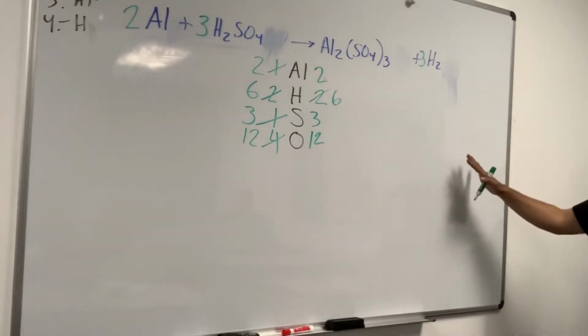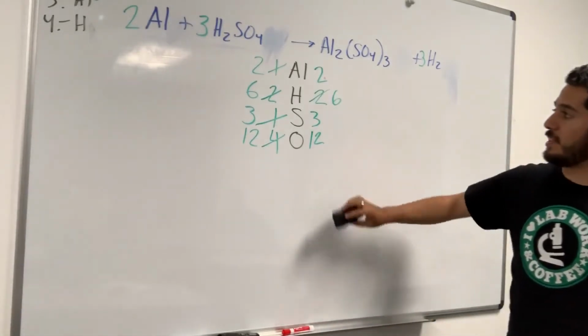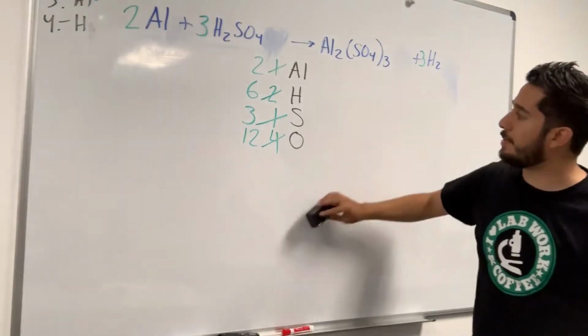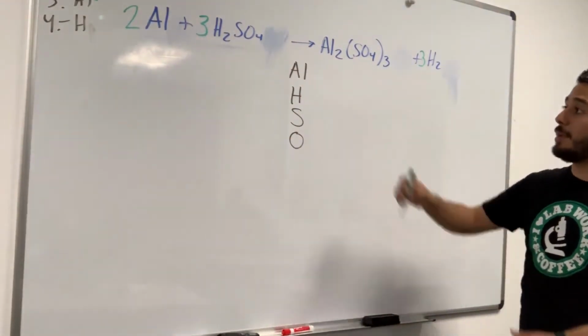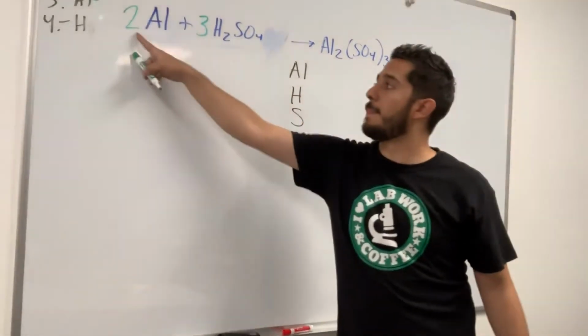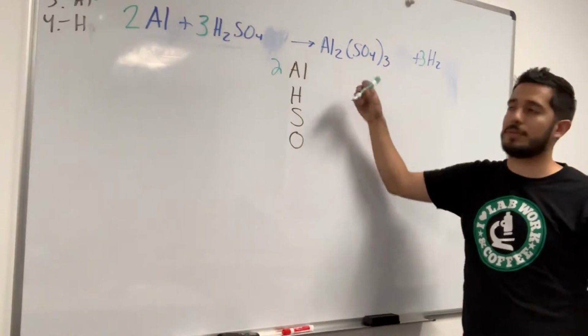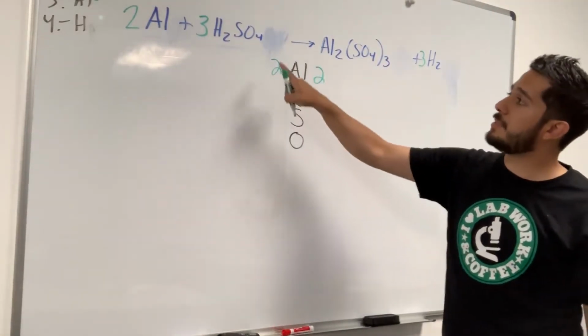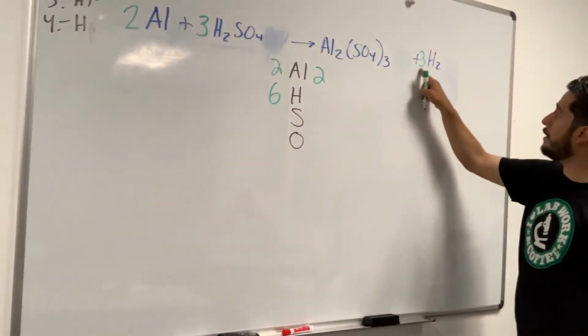Is this reaction balanced now? We have to do the counting again. So I'm going to get rid of these numbers. I'm going to recount, just to make sure that we actually balanced it. How many aluminums do I have on the left side? 2 times 1. And on the right side, 1 times 2. Hydrogens, 3 times 2. And hydrogens over here, 3 times 2.